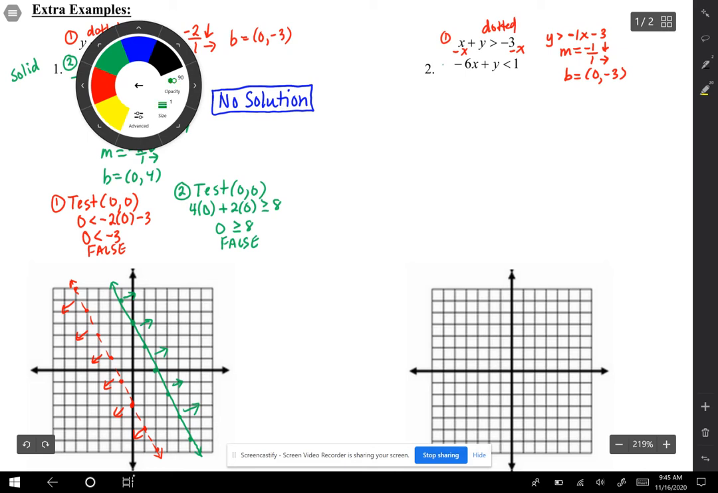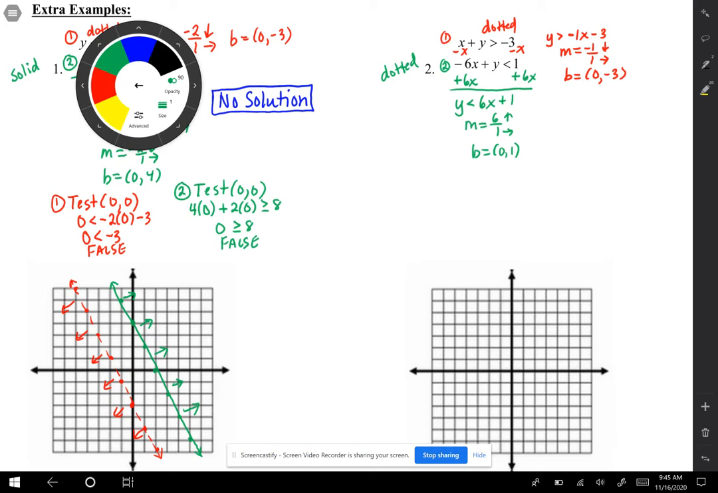Inequality number 2, it's also dotted. This time we want to add 6x to both sides. Please don't accidentally call that 7x. So y is less than 6x plus 1. Slope is 6 over 1. You go up 6, right 1, and your y-intercept is (0, 1).